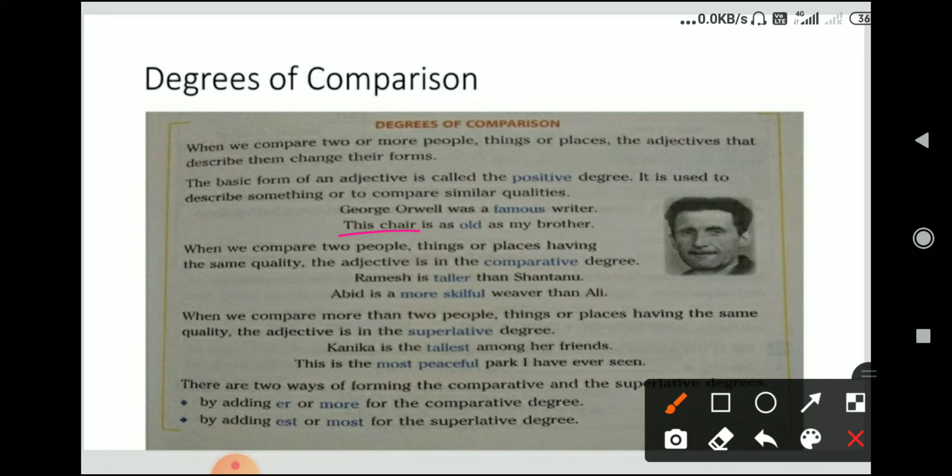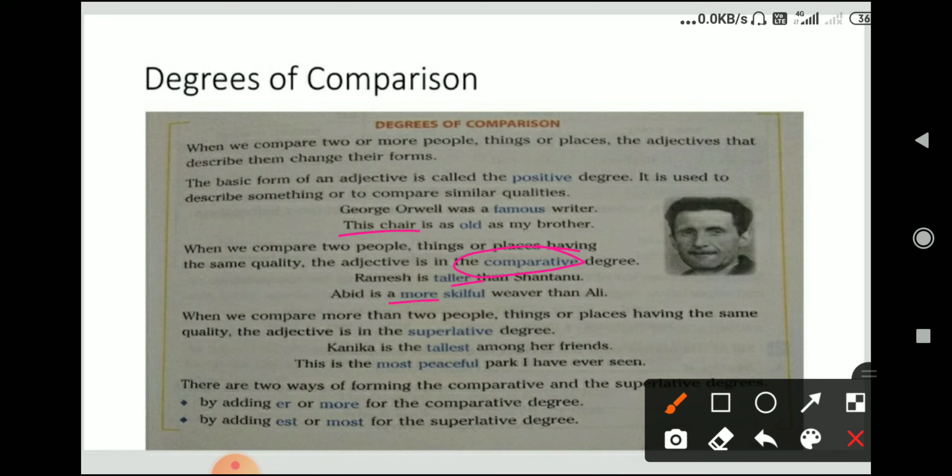It is used to describe something or to compare similar qualities. Two nouns of similar quality will be qualified by the adjective. The second kind of degree is the comparative degree. The comparative degree always talks about two different things, or two things are compared with each other. Two people are compared with each other, two places are compared with each other, by joining er, and sometimes it can be more.